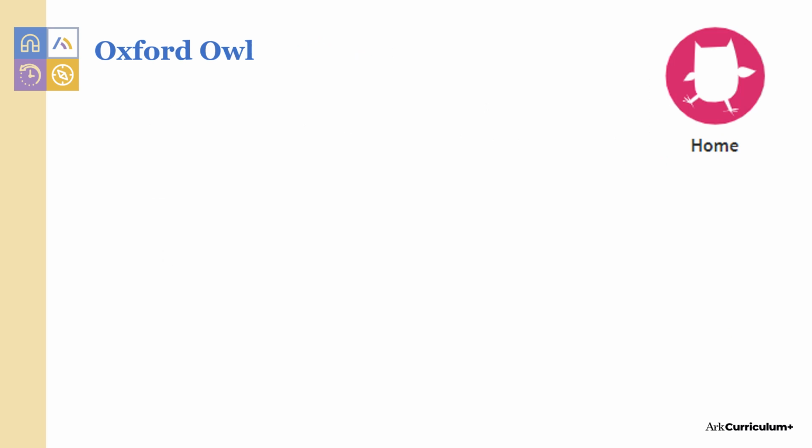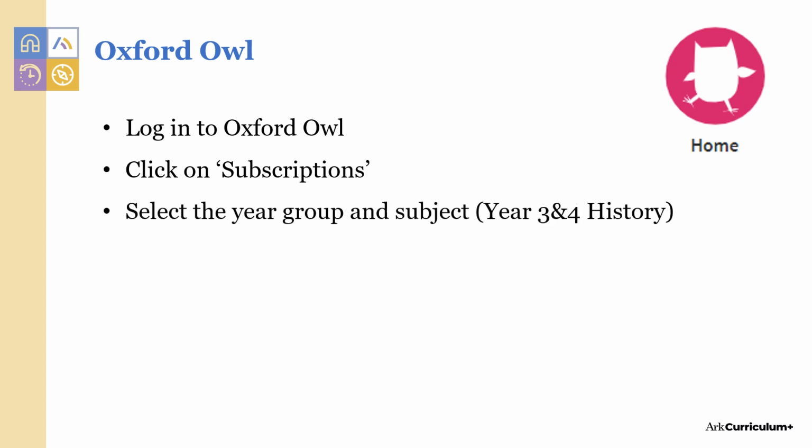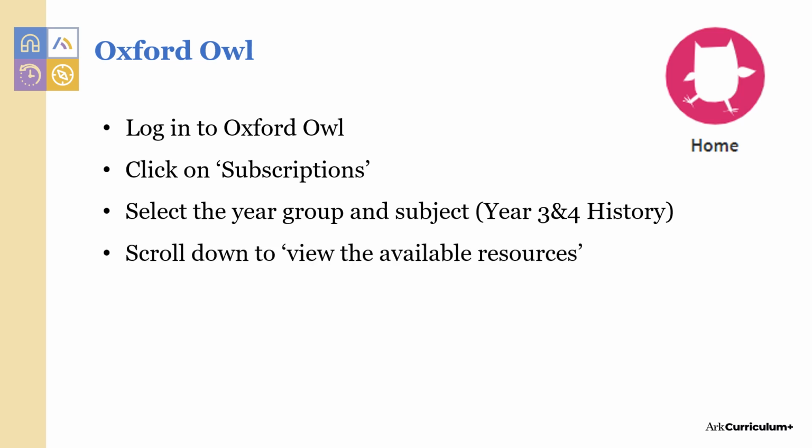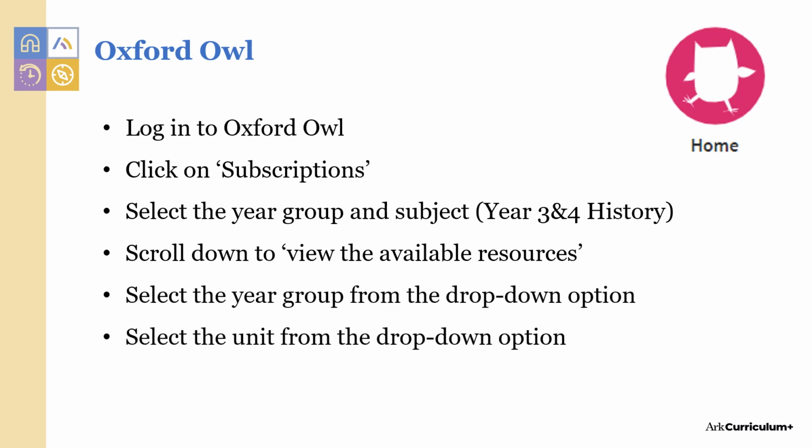To access the resources on Oxford OWL, you'll need to log in to Oxford OWL, click on Subscriptions, select the year group and subject, so this will be Year 3 History. Scroll down to View the available resources, select the year group from the drop-down option, and select the unit from the drop-down option. And from there, you can download the resources you need for each lesson.